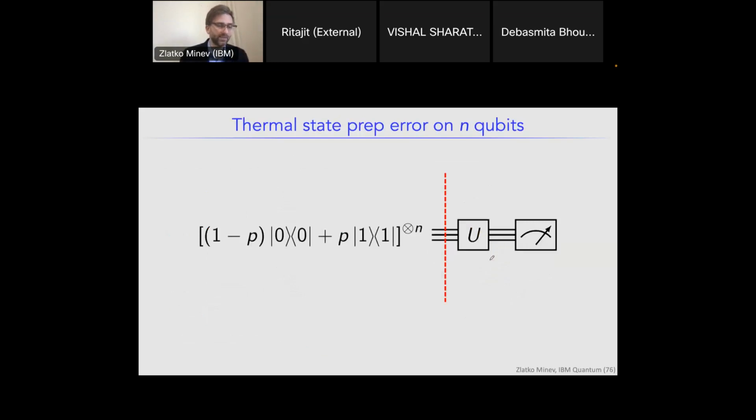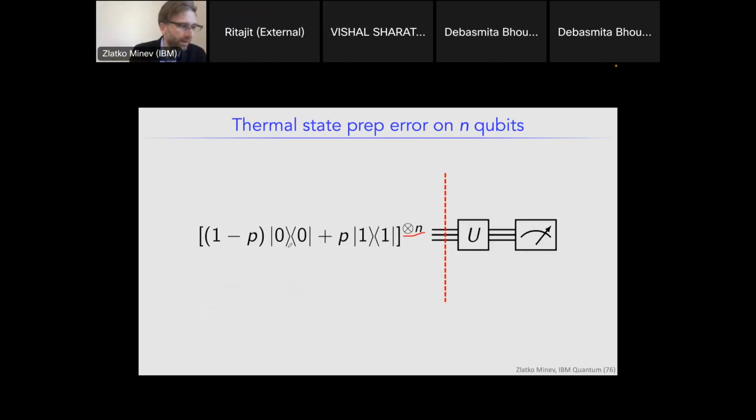In fact, it's even more important when you have n qubits. The way that you can write the initial state on n qubits, where the noise is independent on each of them, is by writing that with some probability p thermal, I start in the 1 state, and otherwise with the complementary probability I'm in the ground state, I do some unitary and then I measure.